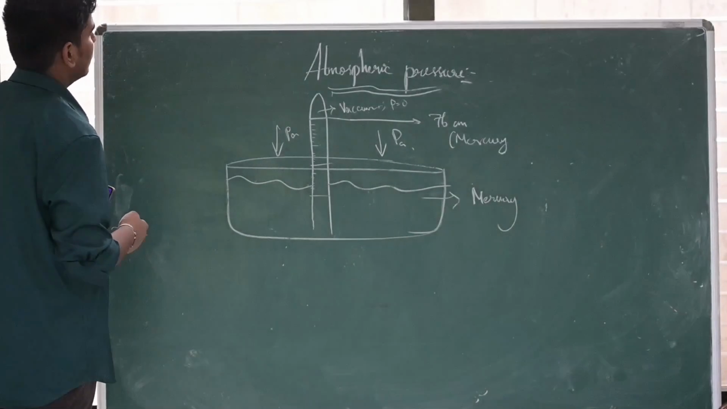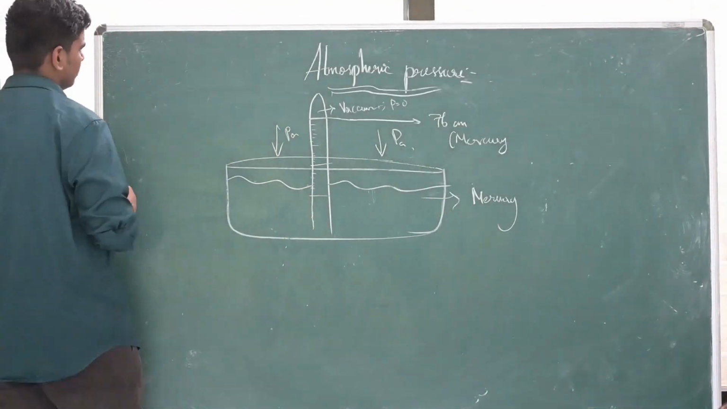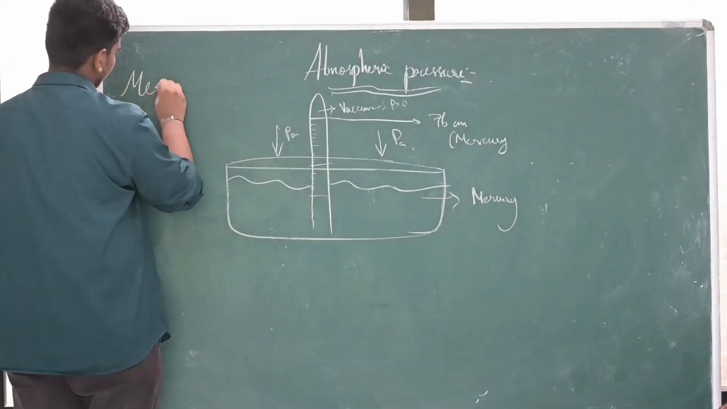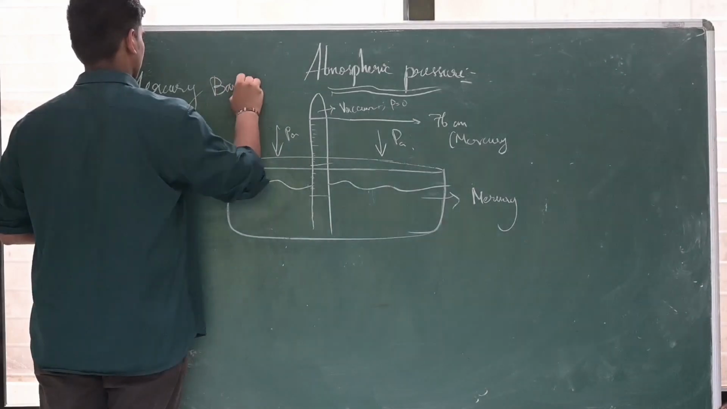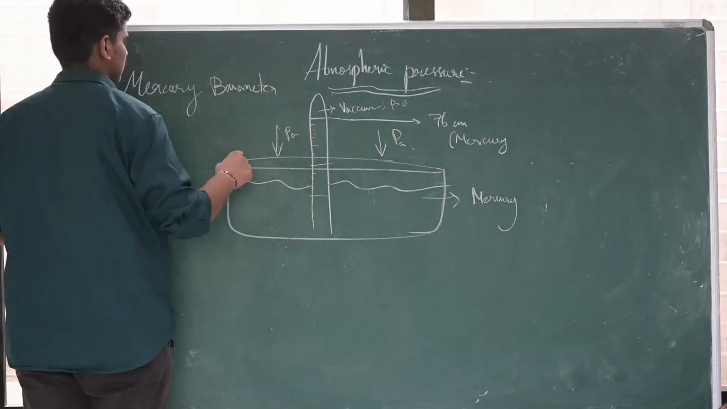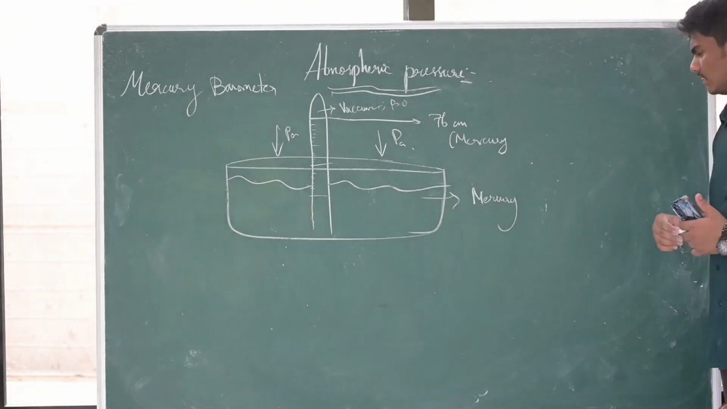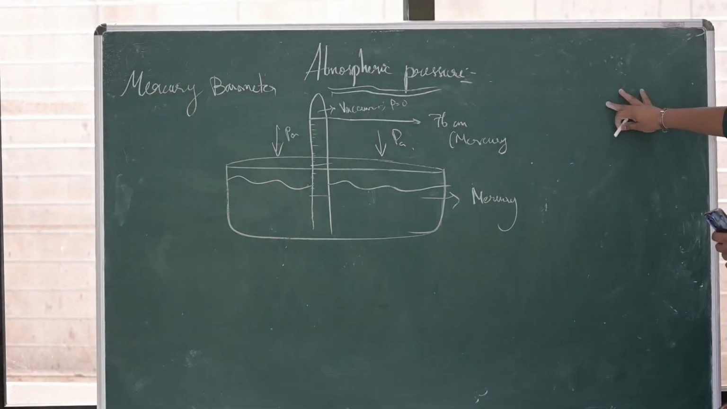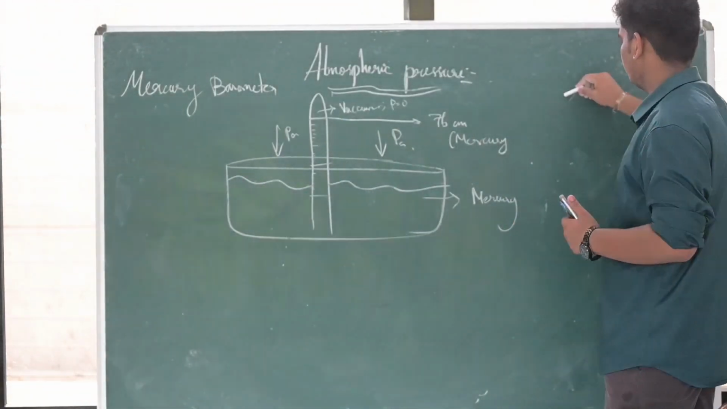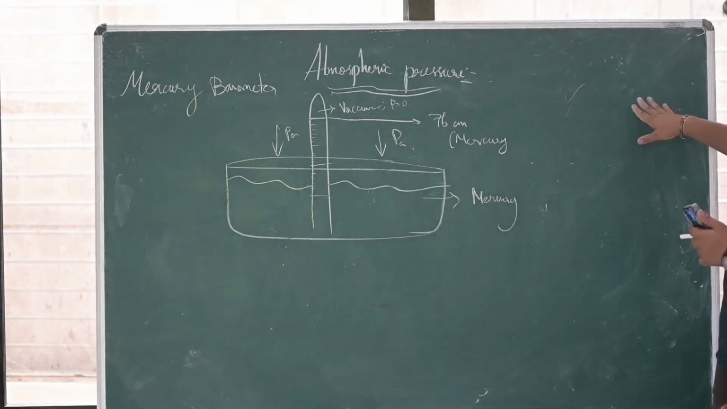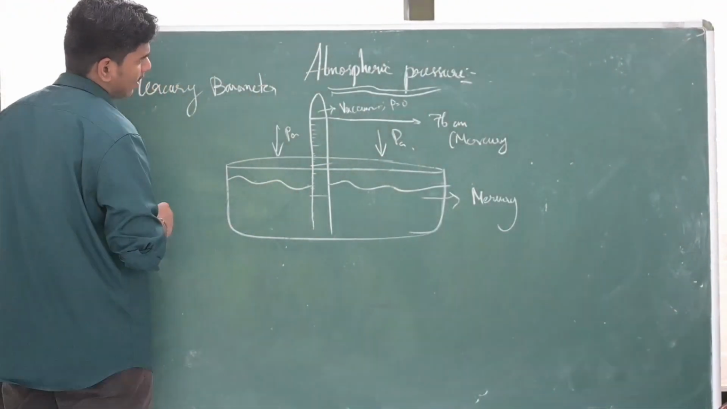Now let us look at how we use devices to measure atmospheric pressure. First one is the mercury barometer. Torricelli was a curious person. Everyone believed that atmosphere does not have any weight, so it does not give any pressure. But he was curious. He knew, or he felt, that there is pressure of atmosphere.